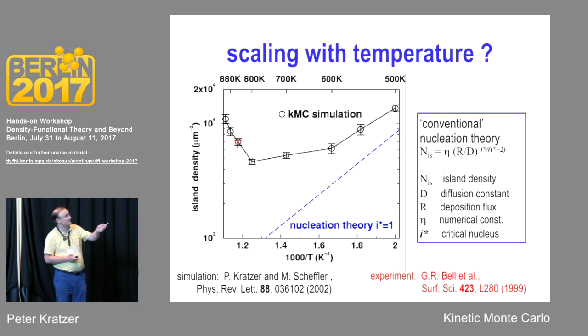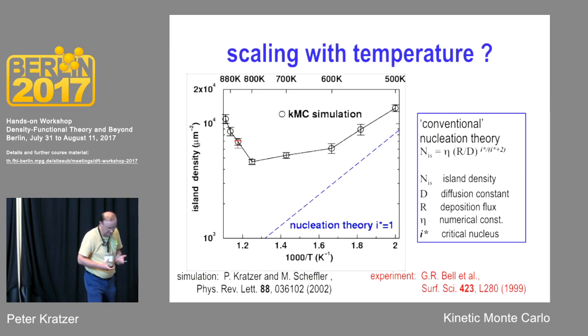So when you raise the temperature first, the island density decreases. This is because the atoms diffuse faster. So they reach the existing islands very easily, and you need only very few islands for saturation. But then here there is a turning around. At high temperatures, the island density increases again.